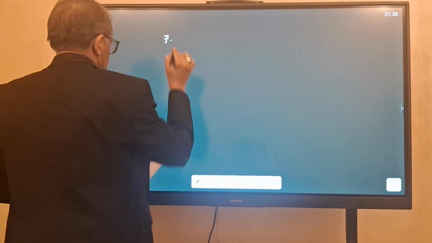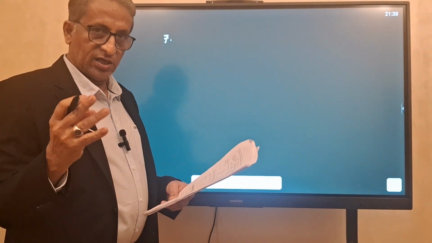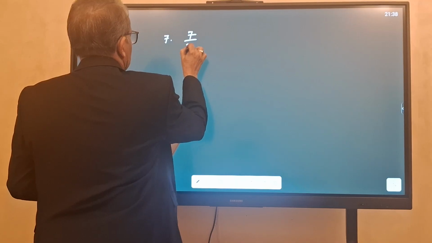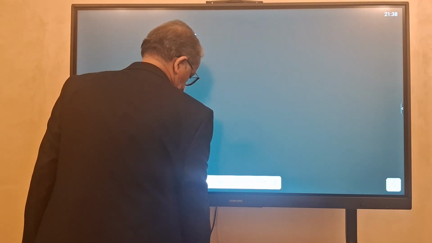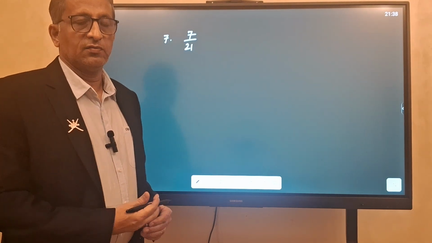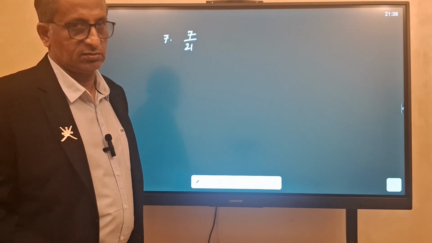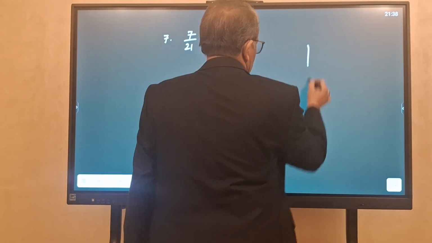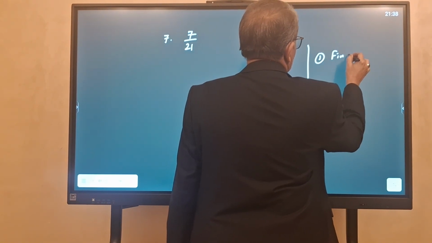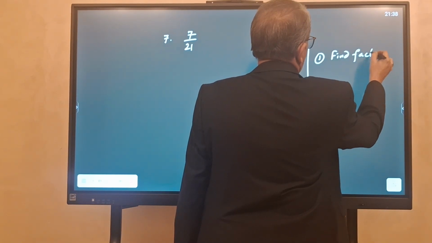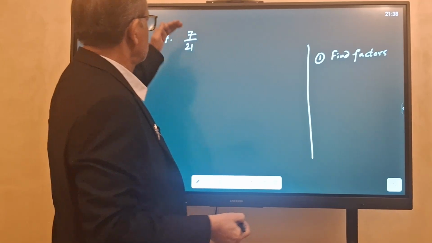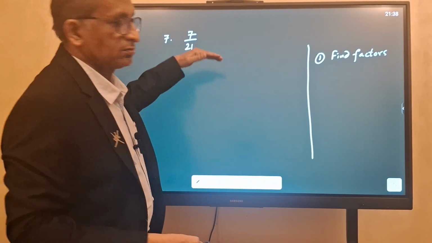Now I will take question numbers 7, 8 and 9. Number 7: 7 by 21. In questions 7, 8, 9, we will be simplifying the fraction. So what is the method of simplifying the fraction? The method is, first, find factors of the numerator and denominator, that is 7 and 21.